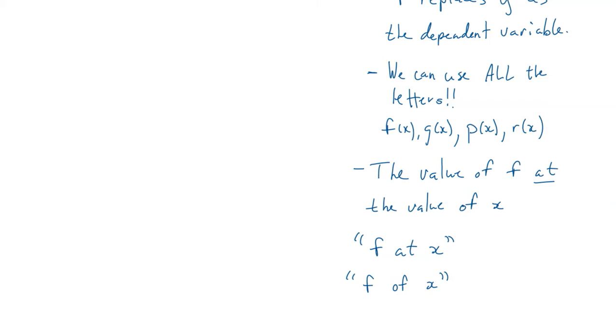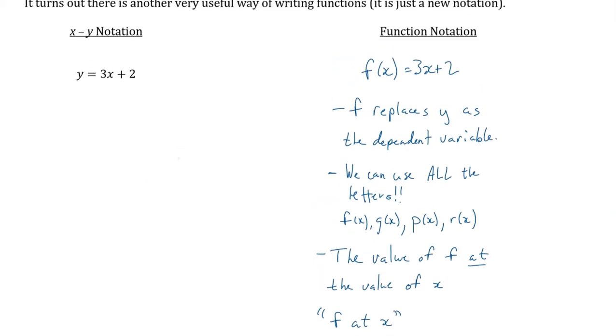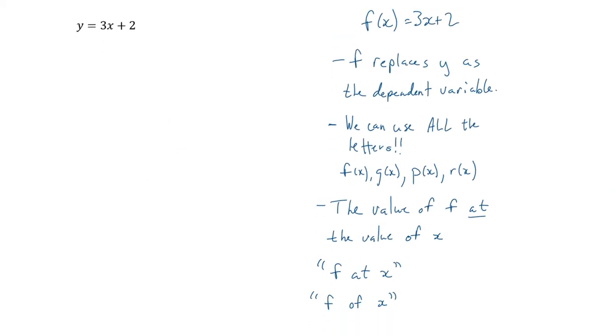And now what we know that to mean is it's kind of like we're solving for the y value. But it's not always just x. It could be f at 2, or f at negative 10, or f at 3. Like we can put actual values in for x. So it's just a new notation. It takes some getting used to. I don't think it's hard.